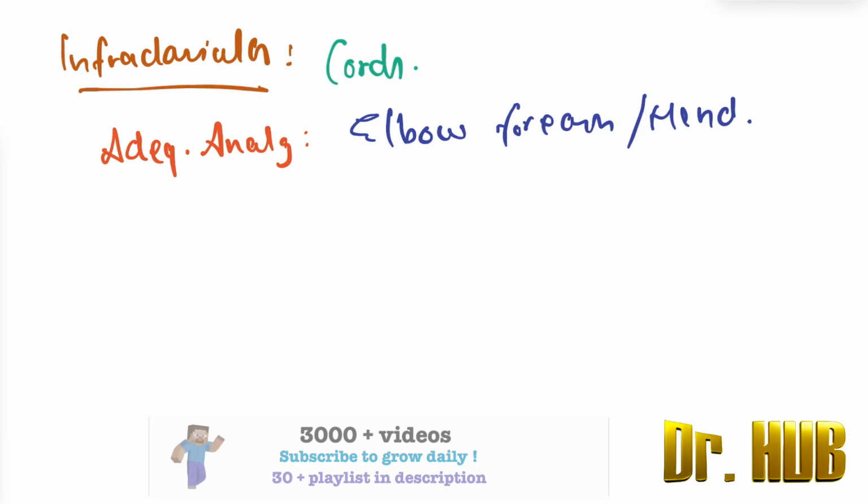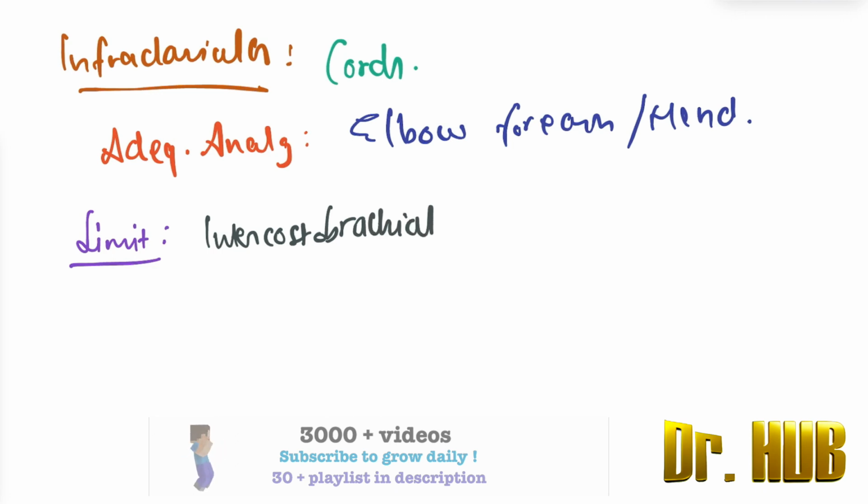So where does the limitation take place? When you are looking at limitations, it happens in the intercostobrachial nerve sparing. Then lastly we move on to the axillary.